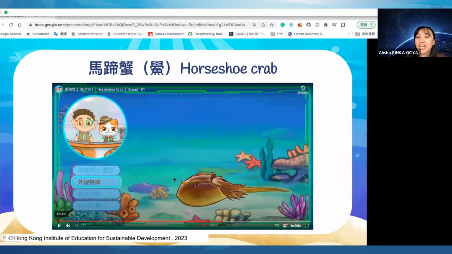the tail. And their body length can actually be as long as 30 centimeters.